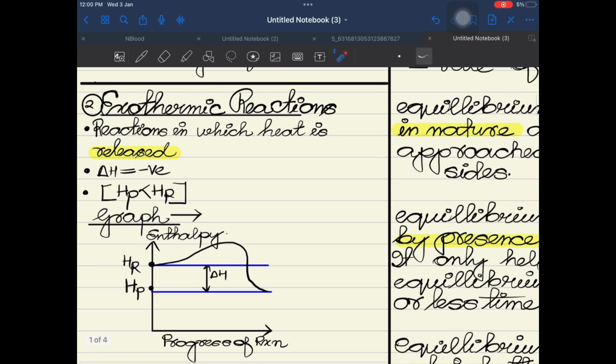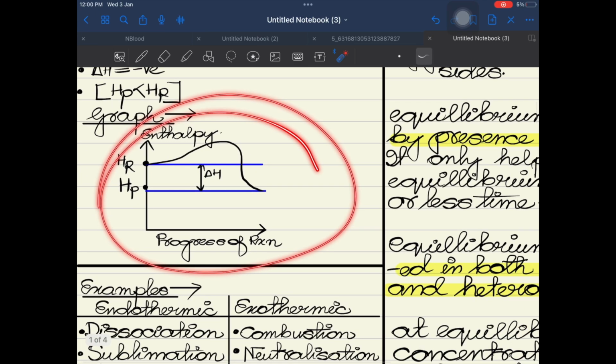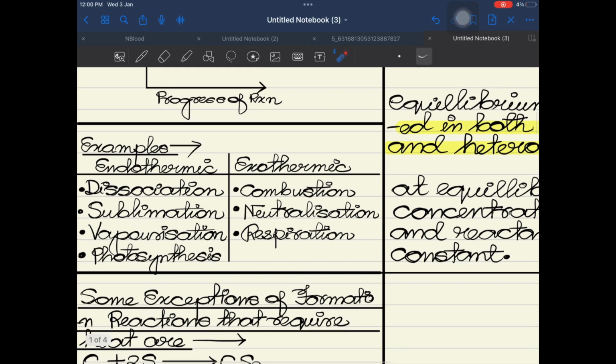Next, the exothermic reactions. Reactions in which heat is released. Delta H will be negative and heat of product is less than heat of reactant. This is the graph of exothermic reactions. Now, some examples of endothermic and exothermic reactions. The examples of endothermic reactions are dissociation reaction, sublimation reaction, vaporization reaction and photosynthesis. The examples of exothermic reactions are combustion reaction, neutralization reaction, and respiration.